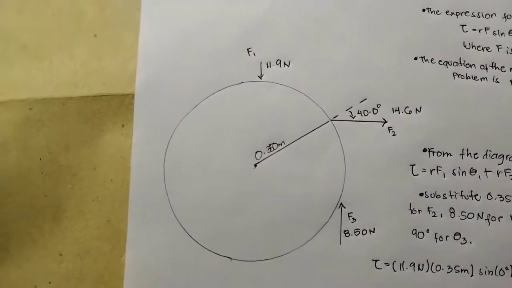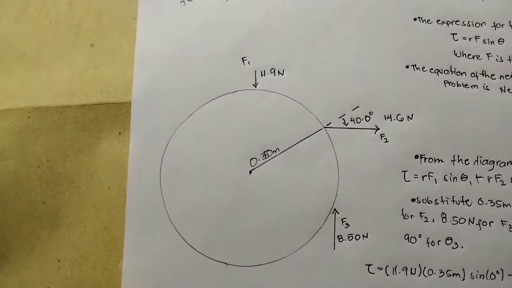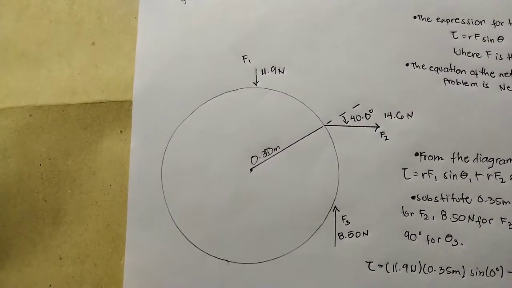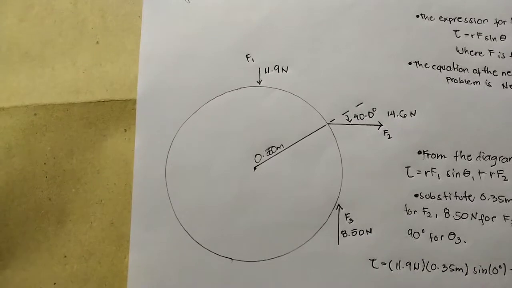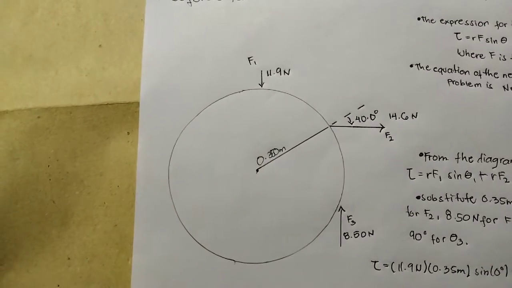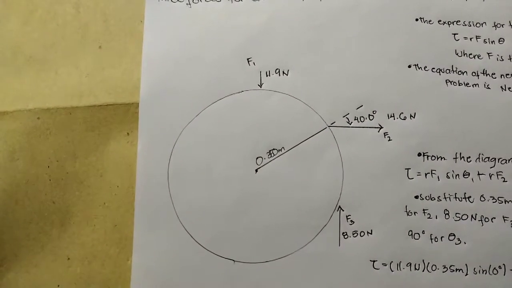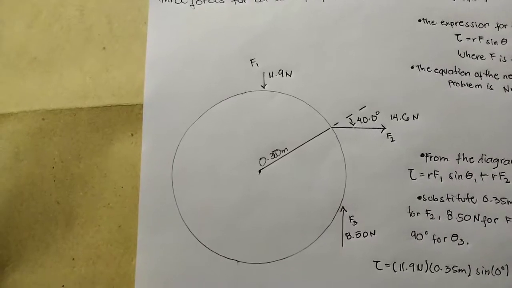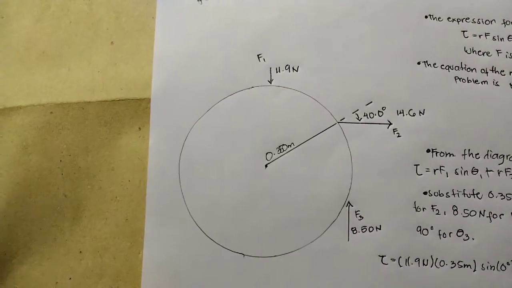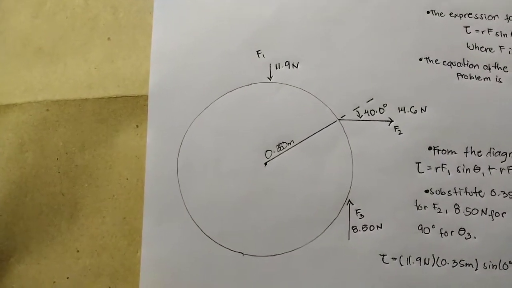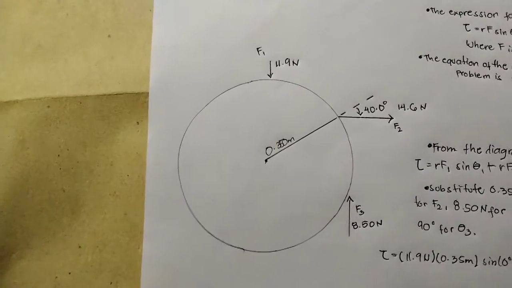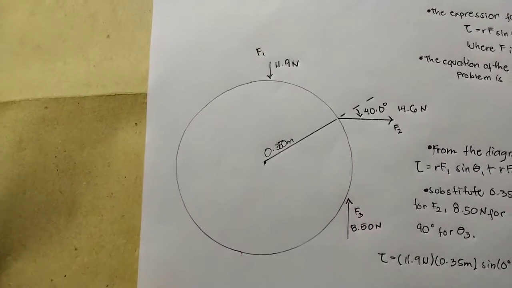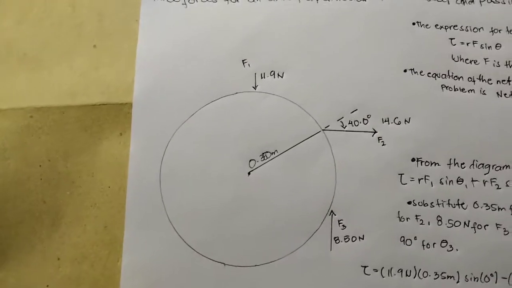In the figure, as we can see, F sub 1 is equal to 11.9 Newton, F sub 2 is equal to 14.6 Newton, F sub 3 is 8.50 Newton, the radius is 0.350 meter, and the angle is 40 degree.